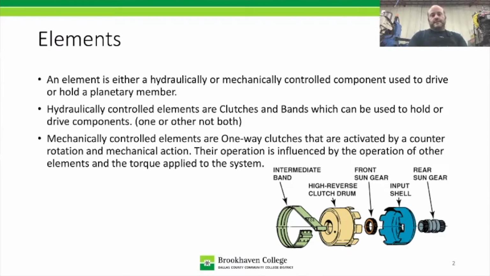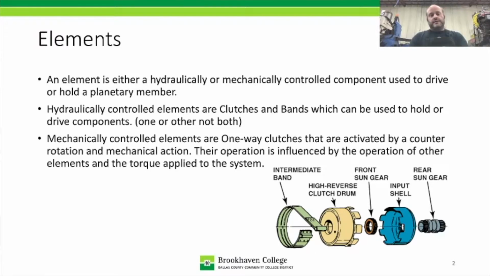So an element is either a hydraulically or a mechanically operated component whose sole purpose is to drive or hold a planetary component. That's all they ever want to do. That's what they're connected to. Now you will have series operation where, say, an intermediate clutch is applied to hold something, and that intermediate clutch is holding an intermediate one-way. But if you keep going down the list, that intermediate one-way is ultimately going to be holding, say, a reverse sun gear. So they're always going to end up with a planetary component. That's the whole purpose of a clutch, band, or one-way.